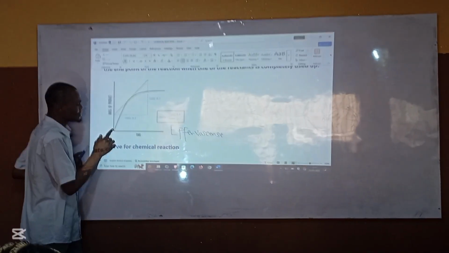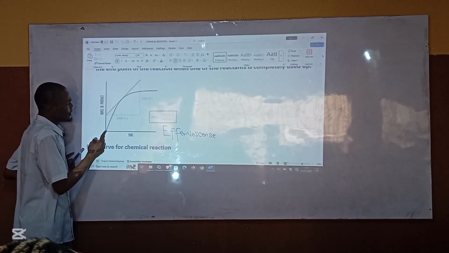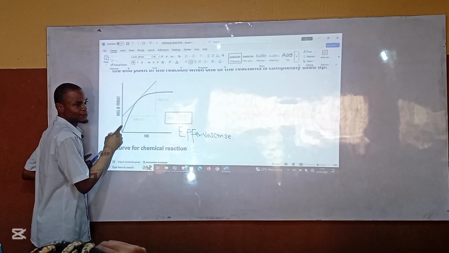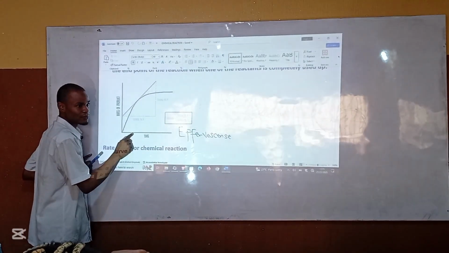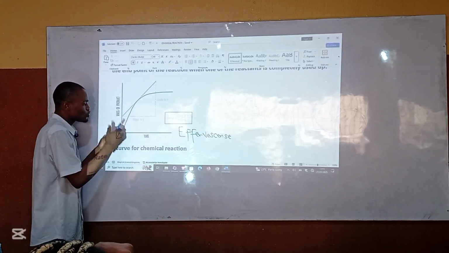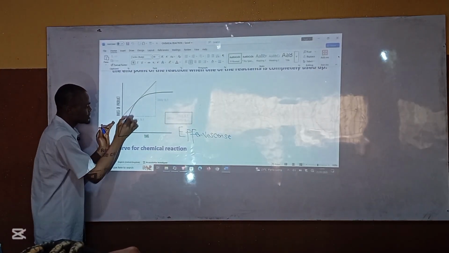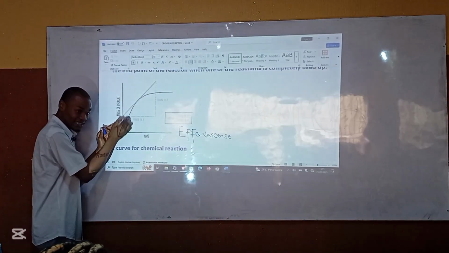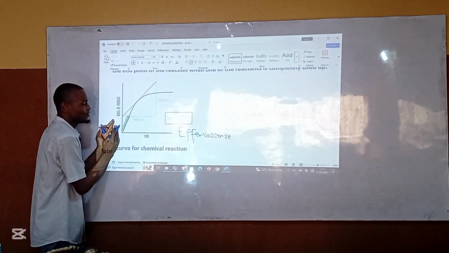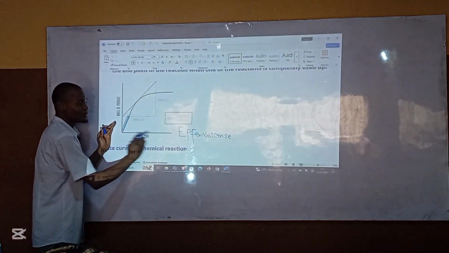This curve, now look at it. The mass of zinc that is being used is equivalent to the time. As the mass of zinc is being used, time is also increasing. This line shows, when you have a straight line graph like this, it means if the value on the y-axis is increasing, this value is also increasing.